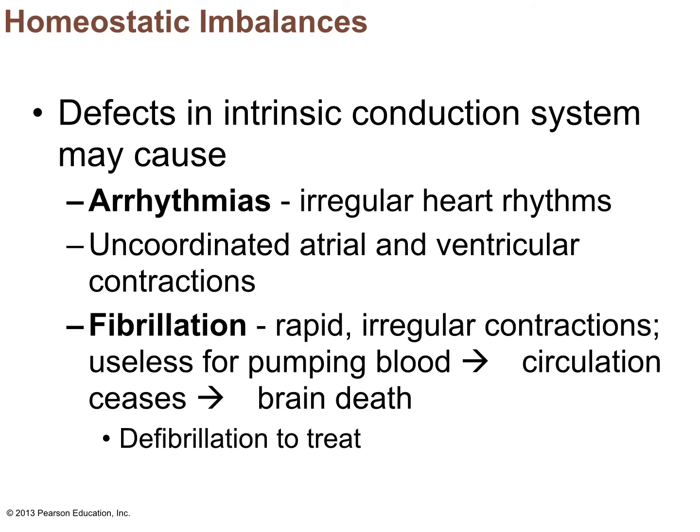Fibrillation, this is rapid irregular contractions, and this is not effective for pumping blood. So the circulation at this point ceases. And if we're not able to get the circulation started again, oxygen deficit to the brain causes brain death. The treatment for fibrillation would be a defibrillator. So you would use a defibrillator to try and reset the rhythm and contractions.